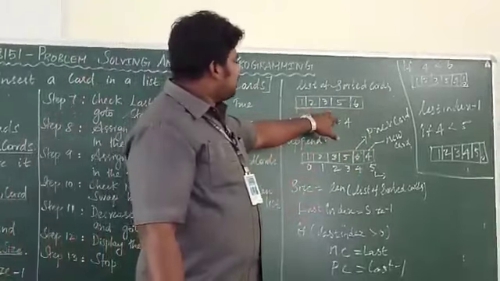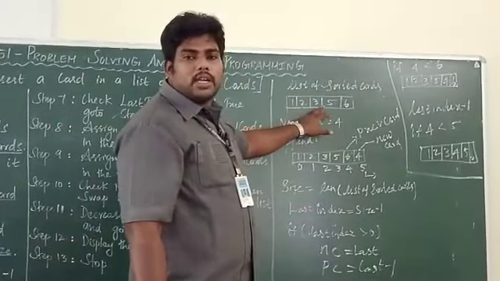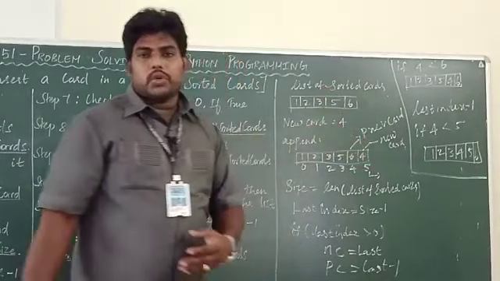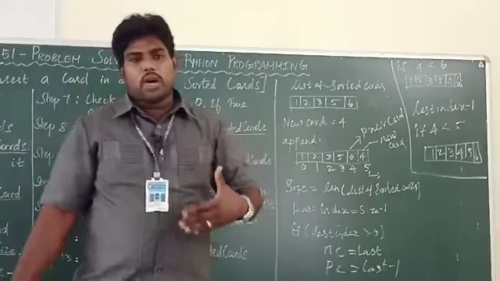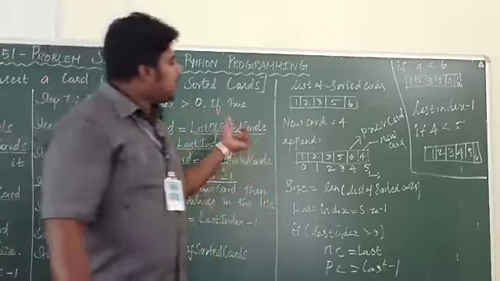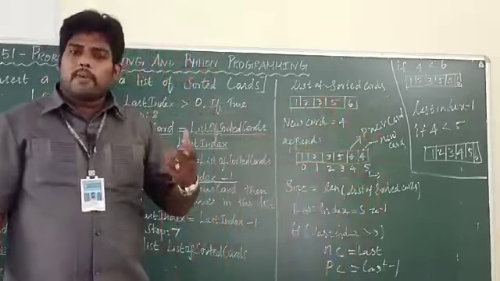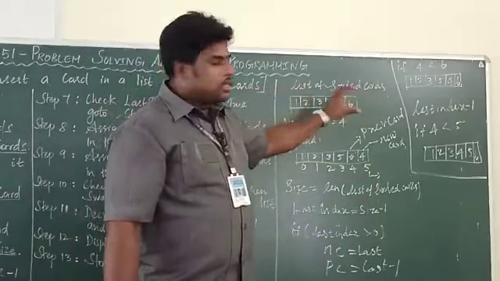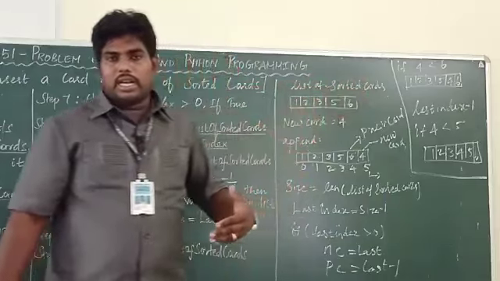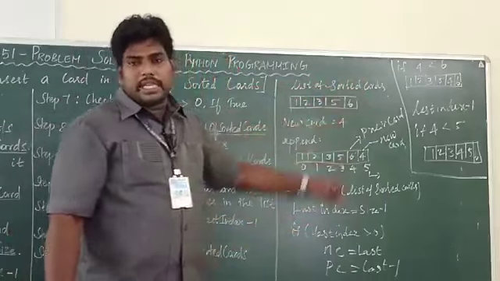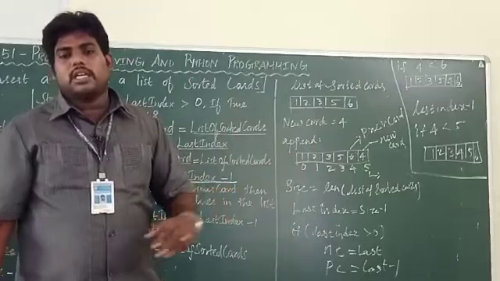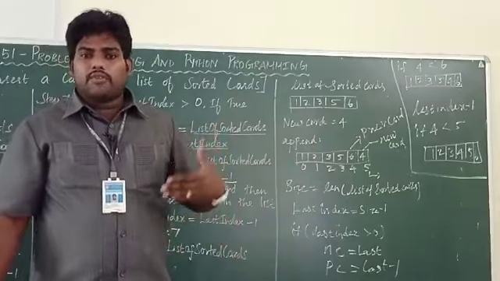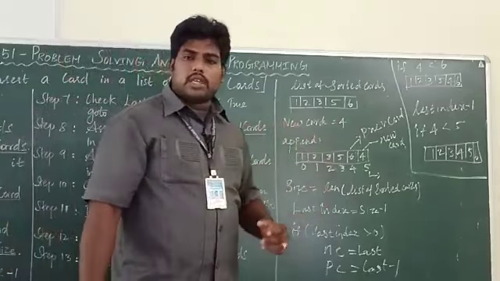Here, just see, I missed one element, or one card. 4 is not here, right? So I am going to add the element 4, or the card 4, in between the sorted cards. This is the problem I am going to solve here. Already the list of numbers is in sorted order. In that, the 4th card is missing. I am going to insert the 4th card in the list of cards. All of you got it?